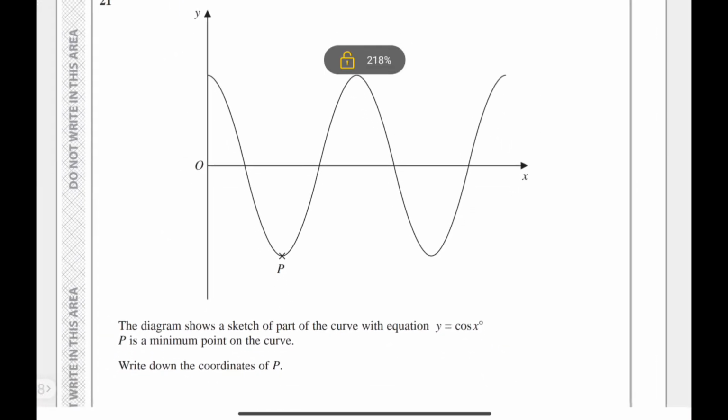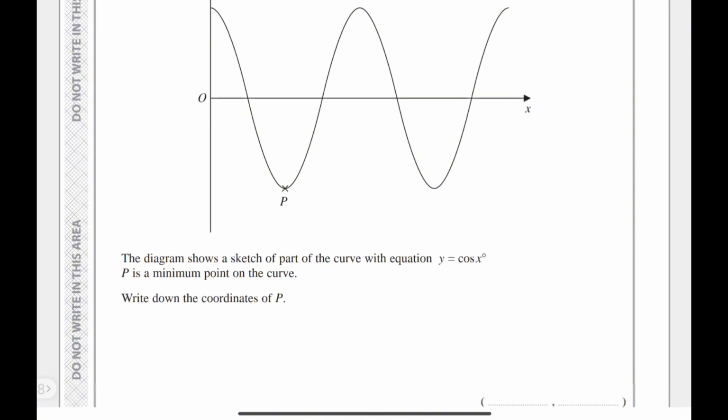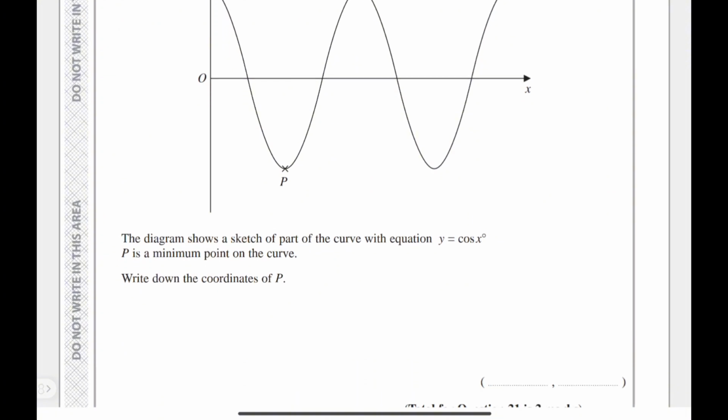So this is the graph. The graph shows a sketch of part of the curve of y equals cos x. P is a minimum point on the curve. Write down the coordinates of P. Easy. So at the minimum, what we know is that cos x must be equal to -1, if I'm correct, at the minimum point. And at the maximum, cos x is going to be equal to 1. That's what we know about sine and cosine graphs.